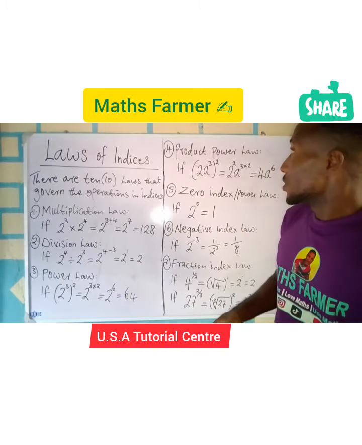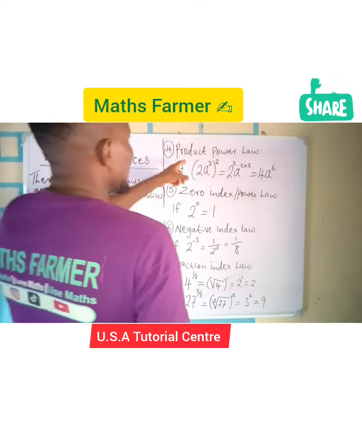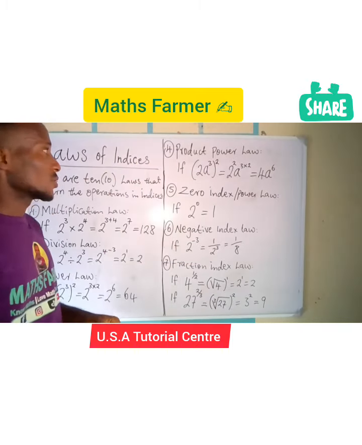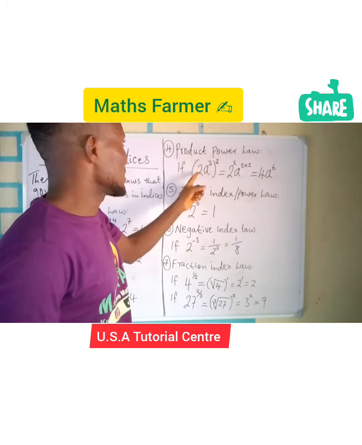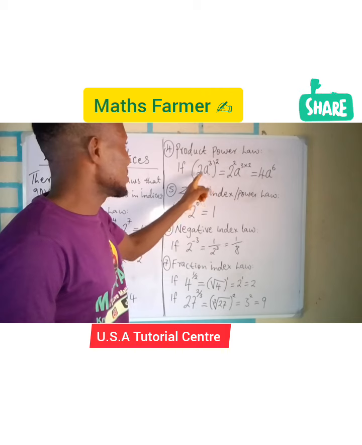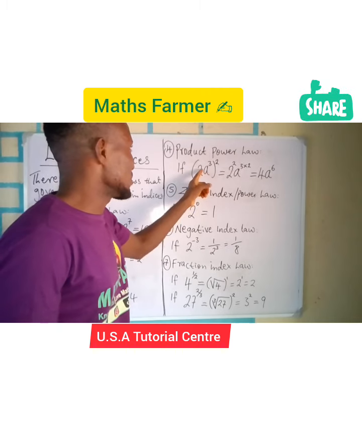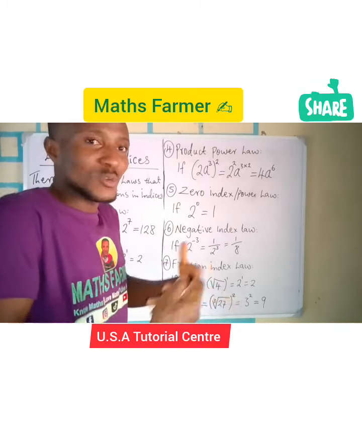64. So going to the fourth one, which we know as the product power law. Product, yes. If you watch the bracket, the reason it is called product is that 2 is multiplying a. So the arithmetic sign between 2 and a here is a multiplication, and the product is the answer you get afterwards from multiplication.